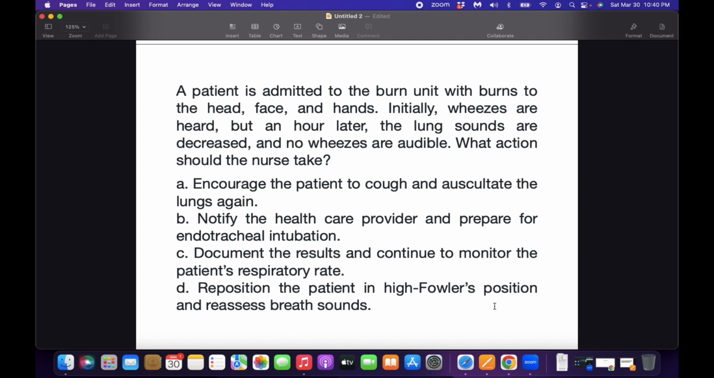A. Encourage the patient to cough and auscultate the lungs again. B. Notify the healthcare provider and prepare for endotracheal intubation. C. Document the results and continue to monitor the patient's respiratory rate. Or D. Reposition the patient in high Fowler's position and reassess breath sounds. I'll give you 30 seconds to think of your answer. Good luck.